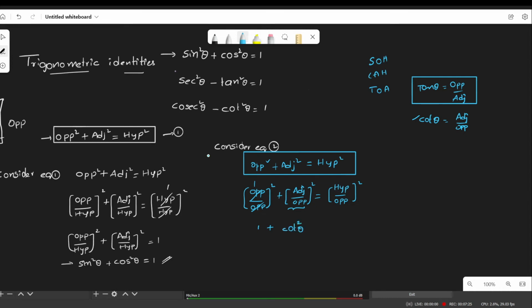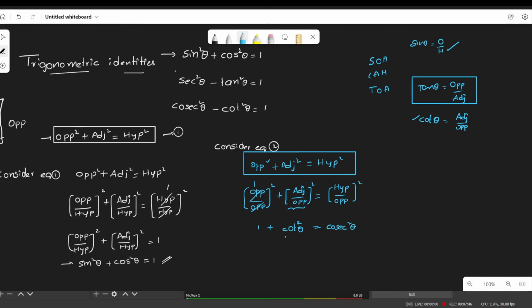cot square theta is equal to, similarly we know that sin theta is equal to opposite by hypotenuse. Now the reciprocal of sin will become cosecant. That means hypotenuse by opposite will become cosecant square theta. Cosecant square theta. That's it.